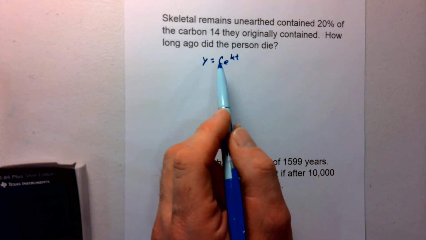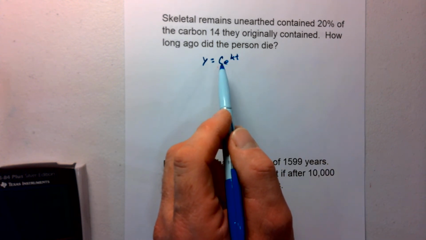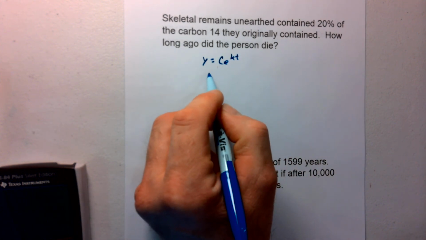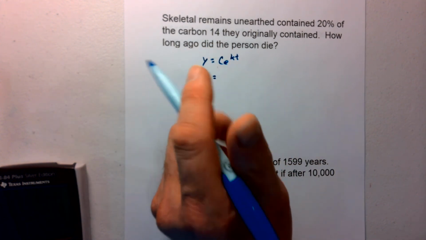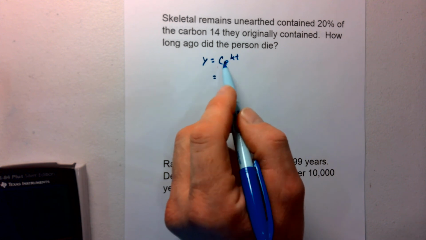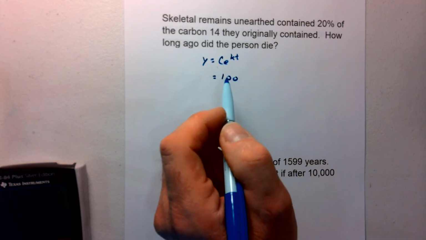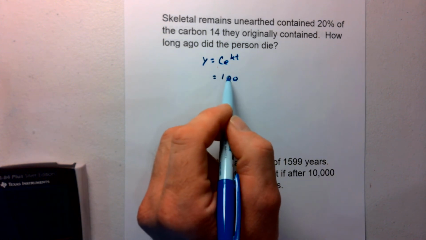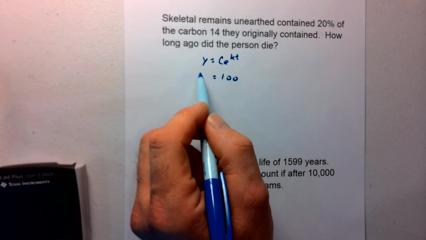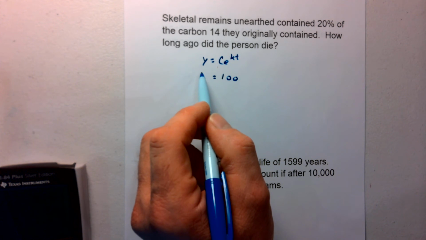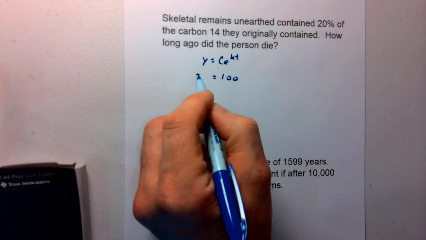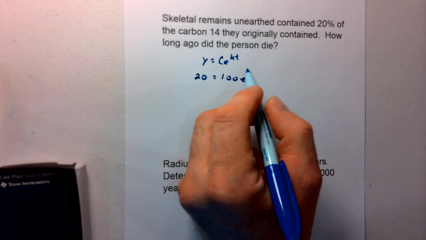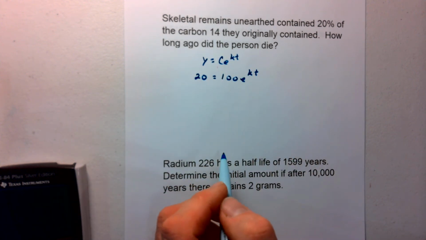So how much did we start with? Do we know how much we start with? The problem here doesn't say that we know, so we can go ahead and make up any value we want. Say maybe we start with 100 grams, like we did before. But we know if we start with 100 grams, we're going to have 20% of what they originally contained. So I'm going to end up with 20% of the material. And that's e to the k times t.